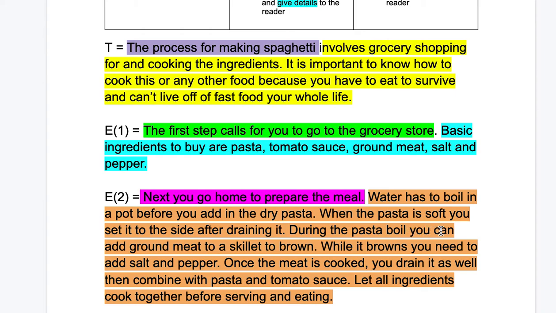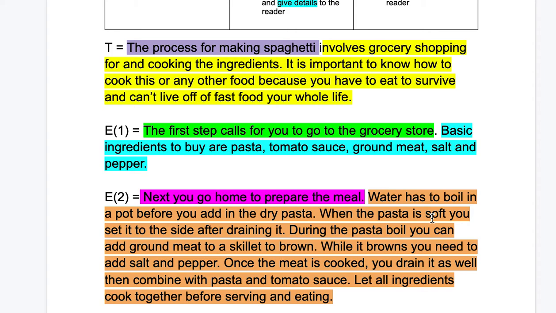During the pasta boil, you can add ground meat to a skillet to brown. While it browns, you need to add salt and pepper. Once the meat is cooked, you drain it as well, then combine with pasta and tomato sauce. Let all ingredients cook together before serving and eating.